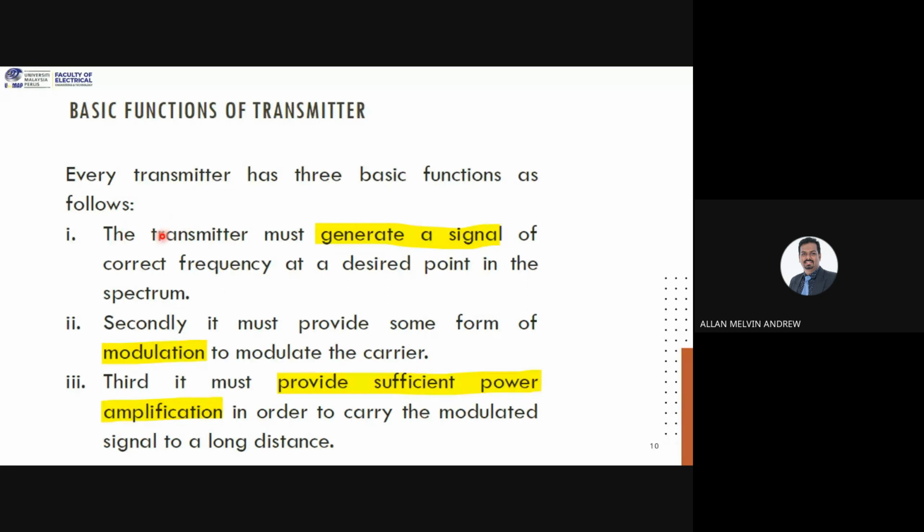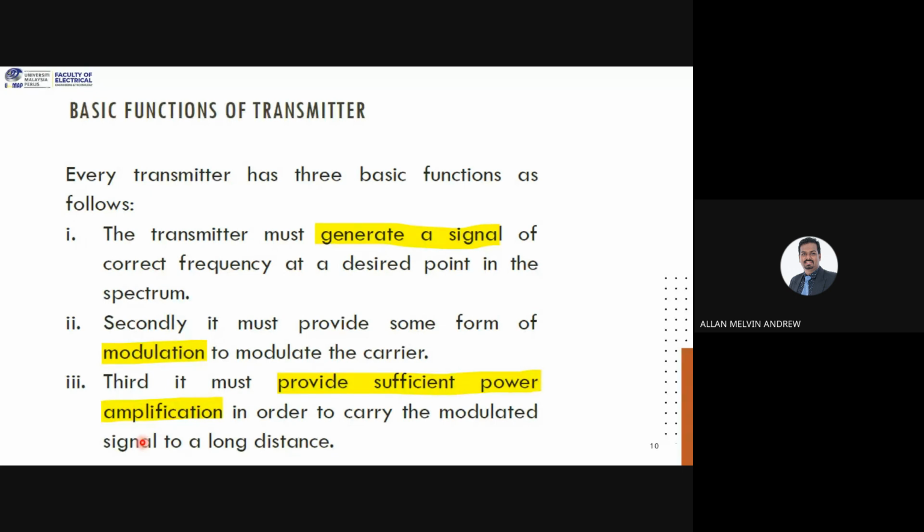Then secondly, it must provide some form of modulation. Earlier we have seen that you have an oscillator to create the frequency, then you have a modulator. The modulator will modulate the carrier frequency and combine it together with the message that you want to submit. Then the third one, it must provide sufficient power amplification, in order to carry the modulated signal over a long distance.